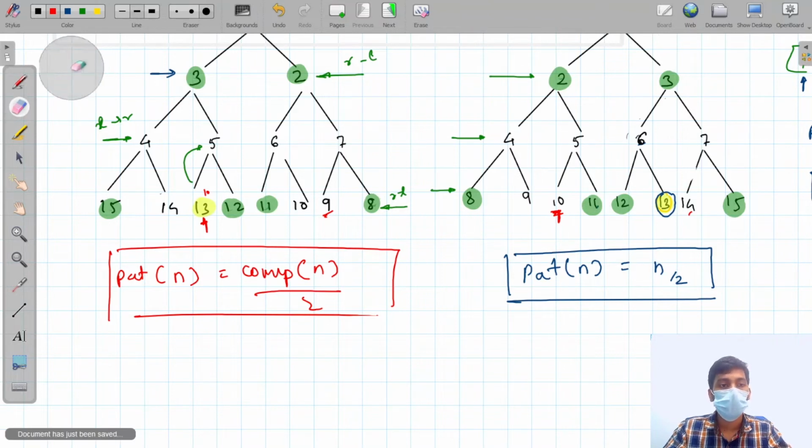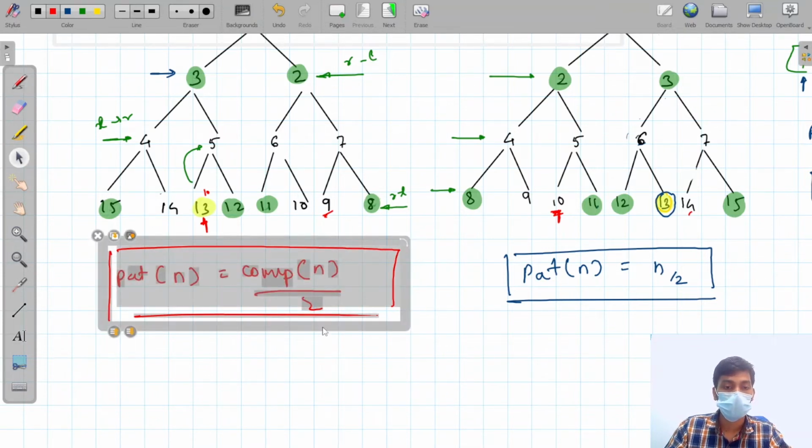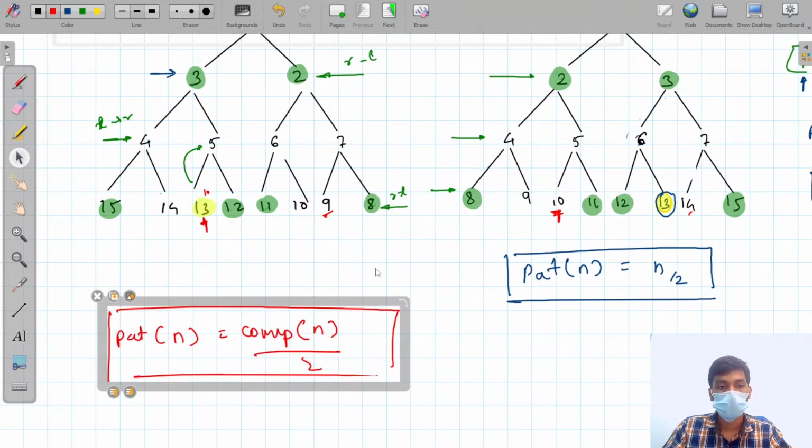But now, how to find this complement? How to find this 9? What I'm saying is, how to find the complement of 13. So there should be a relation again. Let's try to find this relation.